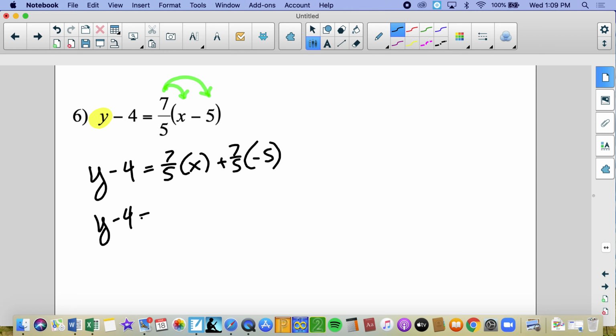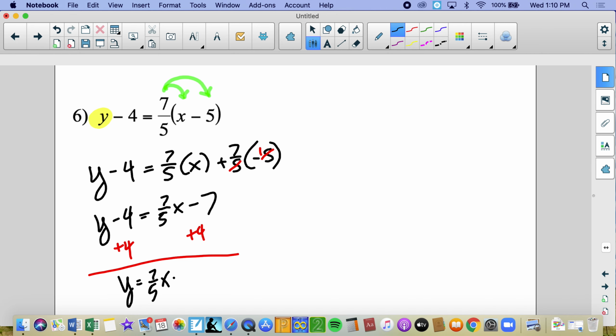Y minus 4 equals 7/5 times x is 7/5 x. 7/5 times negative 5, that 5 is in the denominator, this 5 is in the numerator, so that becomes 1, and then we have 7 times negative 1, which is negative 7. We're going to now be able to isolate the variable. I'll add 4 to both sides. Y equals 7/5 x minus 3. Good.